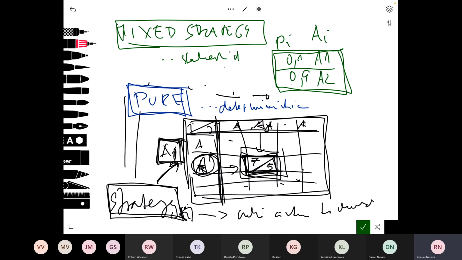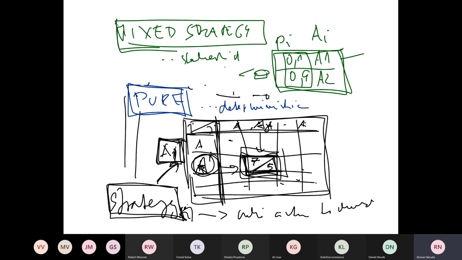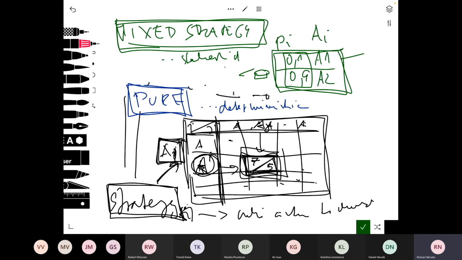Yeah, I choose this one. In a mixed strategy, you sort of toss a coin that's biased according to these probabilities, and then you choose one strategy, right? So we have pure strategies, we have mixed strategies.